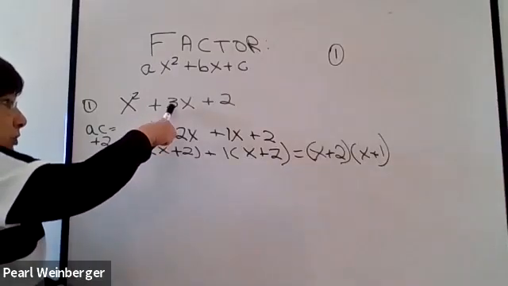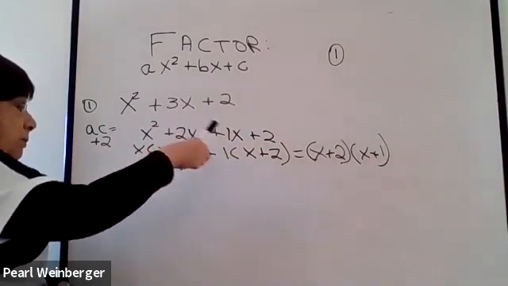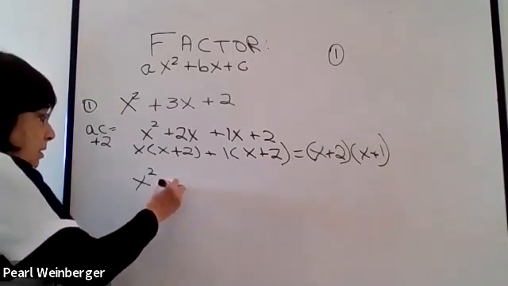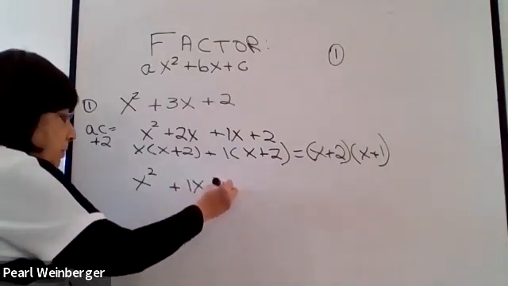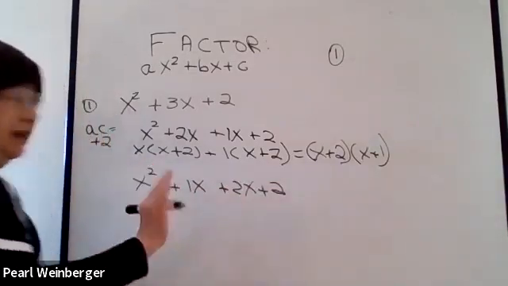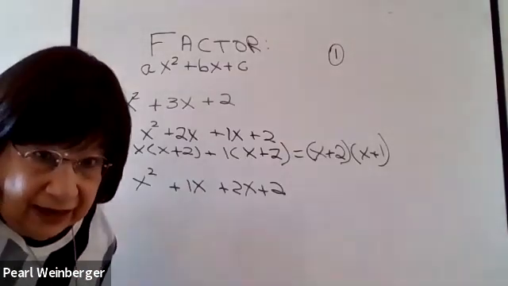She knew this 3x had to be broken up into a 1 and 2. So she said, why couldn't we do it as x squared plus 1x plus 2x plus 2? I'm going to show you that it doesn't make a difference. You'll come out with the same exact answer.